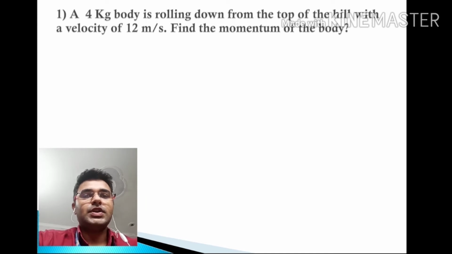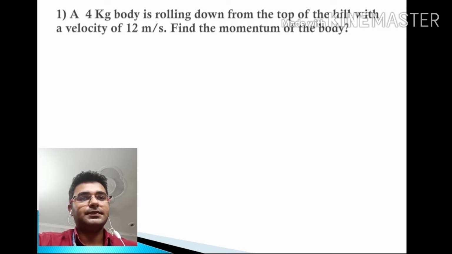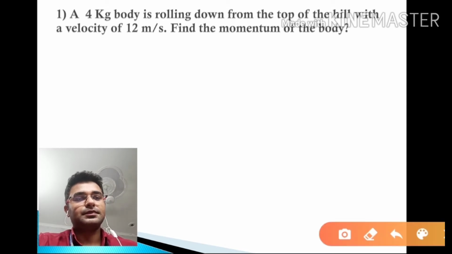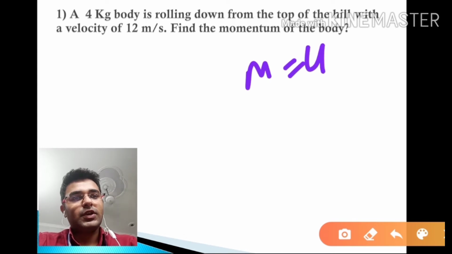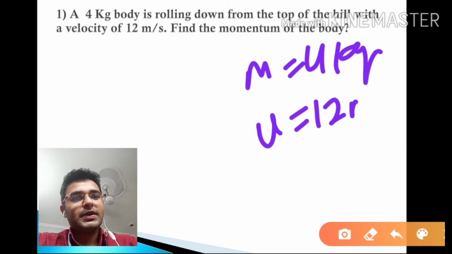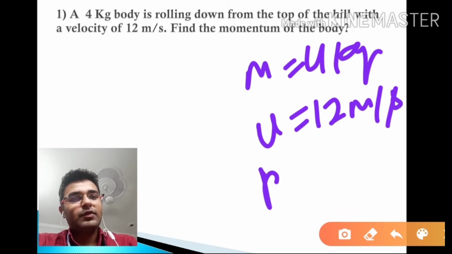So our first question is: a 4 kilogram body is rolling down from the top of a hill with a velocity of 12 meter per second. Find the momentum of the body. So here the mass is given as 4 kilogram, the velocity is 12 meter per second, and we have to calculate the momentum.